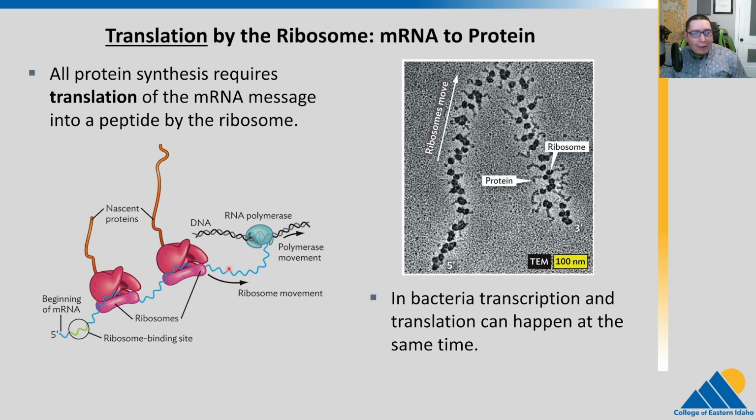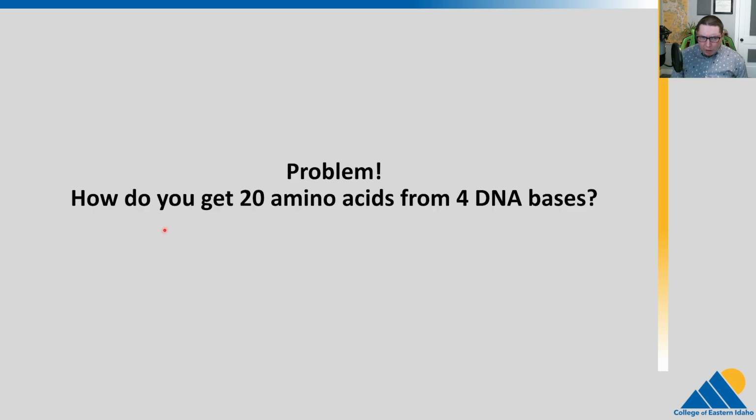So how does this all work? How does the ribosome take the RNA information and convert it into protein? Because we have a bit of a problem, right? We have a language barrier here. There are 20 amino acids, but there's only 4 DNA bases and 4 RNA bases. So how do we get 20 different amino acids with only 4 bases?